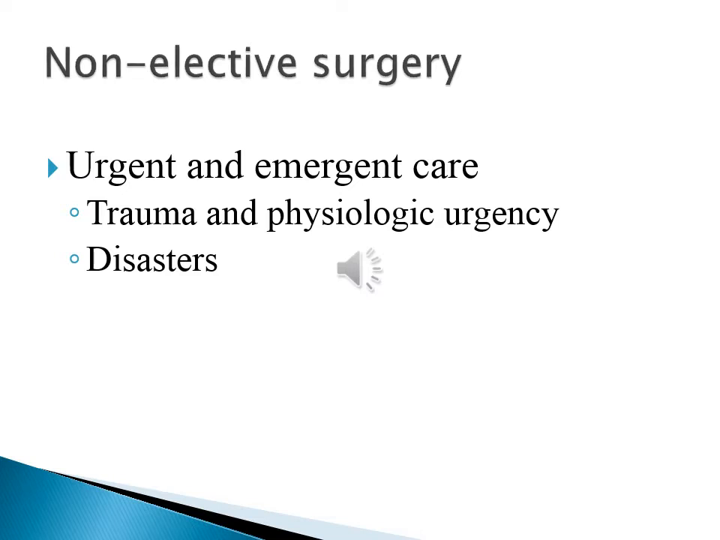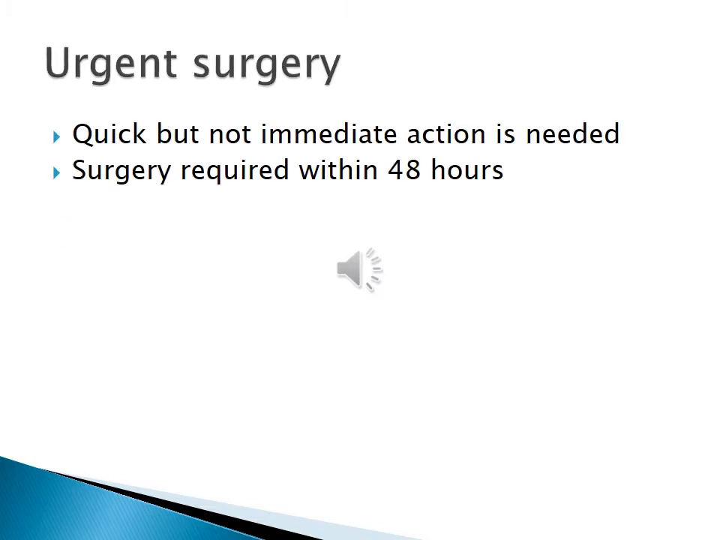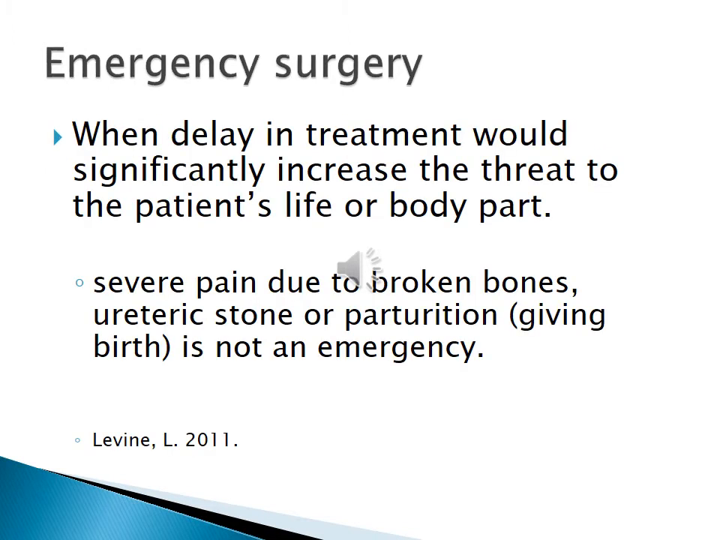Non-elective surgery is urgent and emergent. Usually it's due to trauma, like a motor vehicle accident or a shooting. And it has physiological urgency, which is saying it's life or death, or it could be in a disaster that's happened. Urgent means it's quick, but doesn't have to be immediate, but the surgery is required within 24 hours. Emergency surgery is when delaying treatment would significantly increase the threat to the patient's life or their body part.